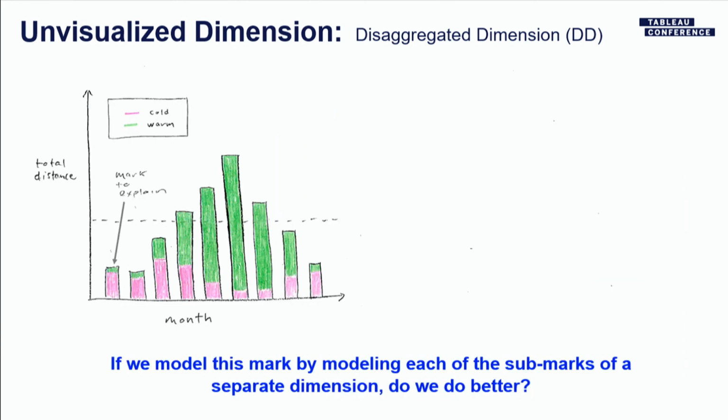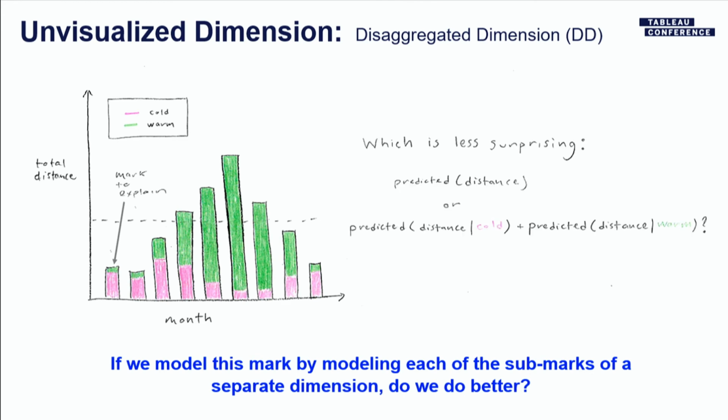So here's our cartoon version of this. I've disaggregated each of these marks and broken it down into the distance traveled for cold rides and the distance traveled for warm rides in green. And so the question is, if we model this mark by modeling each of these submarks separately and then adding them together, do we do better?